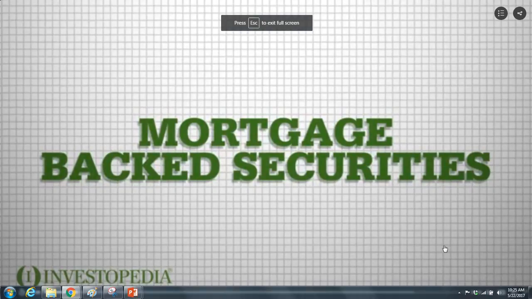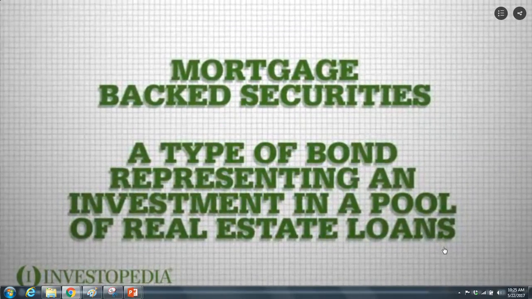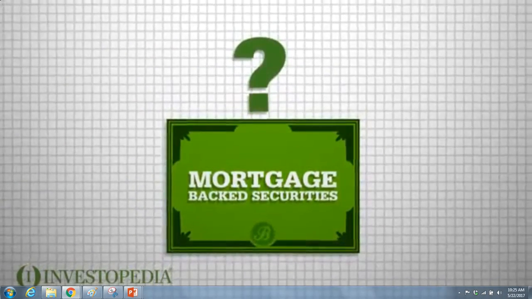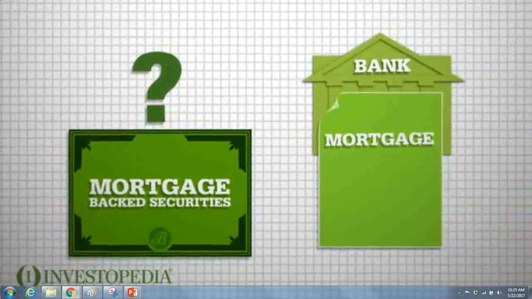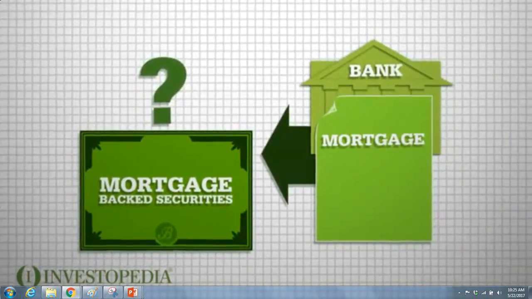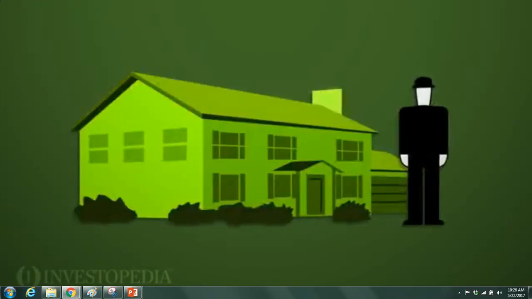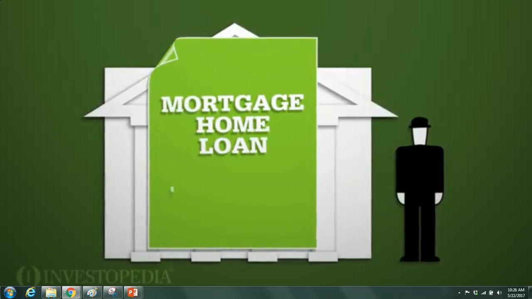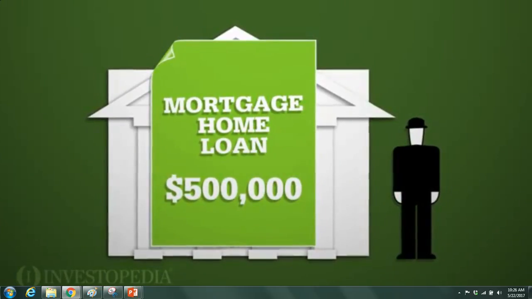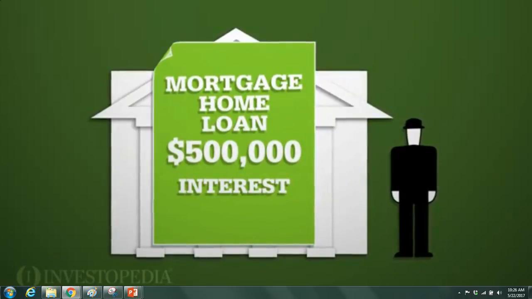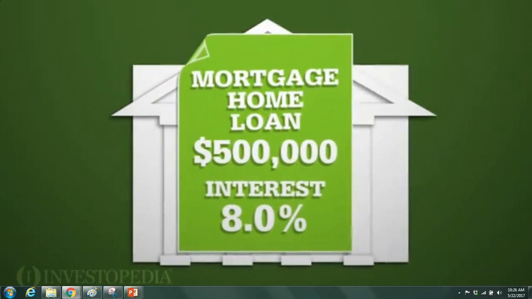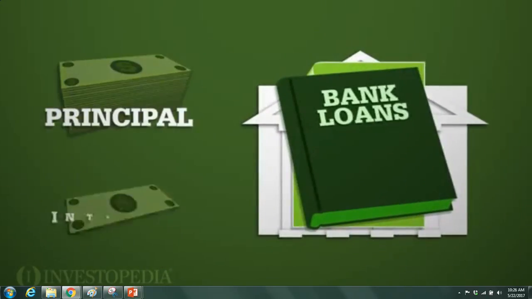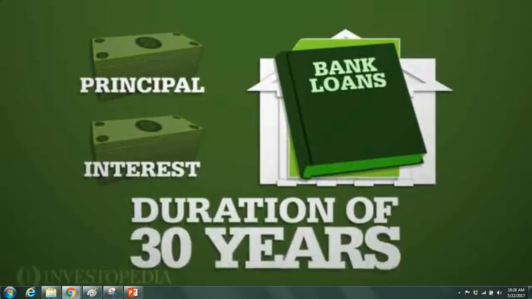Mortgage-backed securities, or MBS, are a type of bond representing an investment in a pool of real estate loans. To understand what a mortgage-backed security is, we need to go over what happens when a bank issues a mortgage. Let's look at how a mortgage becomes an MBS. Tony wants to buy a house costing $500,000. Usually, Tony would go to his bank and apply for a mortgage for $500,000. And in return for loaning this money, the bank would make Tony pay interest on the loan at, say, 8%. Before the world of mortgage-backed securities, the bank would simply keep this loan on its books and receive principal and interest for the duration of the loan, say 30 years.